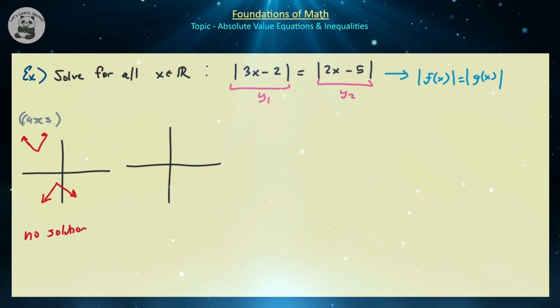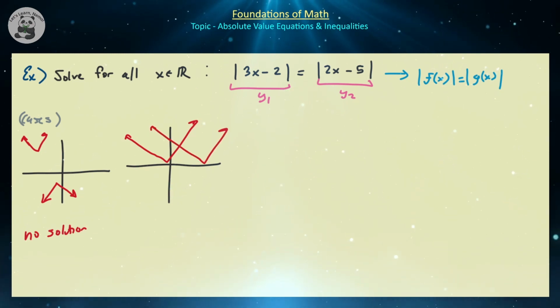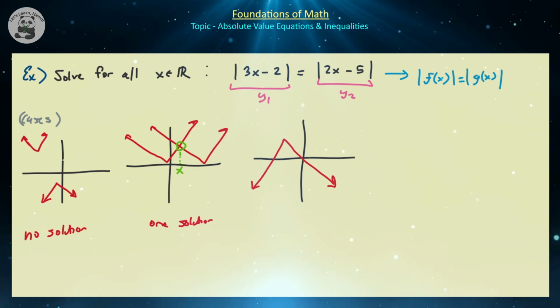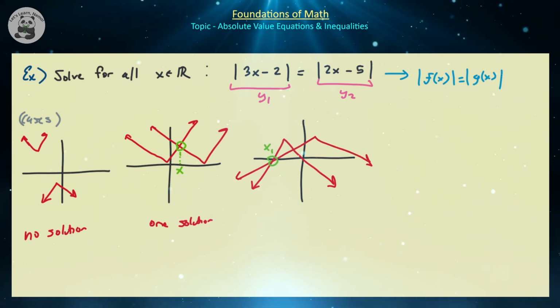So this would be a no solution variety. Another situation you could encounter is where you have one V here, and you could also have one V here, for which they cross at one x value. So in this particular case, you would have one solution. You could also have two solutions. Maybe you can illustrate your own example here. You could have one V here, and another V here, where you have one x here and another x there. So in this case, we would have two solutions.